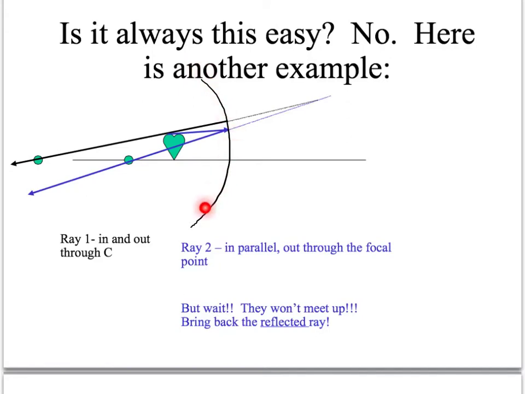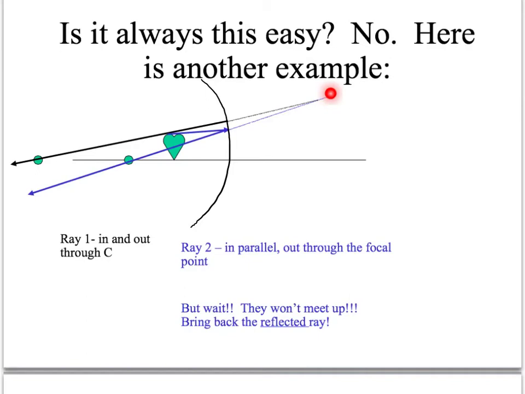But the difference between what we have now and what we had before is our object is inside the focal point. So here's our focal point, here's our center of curvature, and our object is inside the focal point. But we still draw the same rays: in and out through C, in parallel, out through the focal point. Now do you see these two rays here are never going to meet. So what we do is we bring them back and see they're dotted. Anything inside the mirror is dotted. So they're dotted and then they will meet up back here.